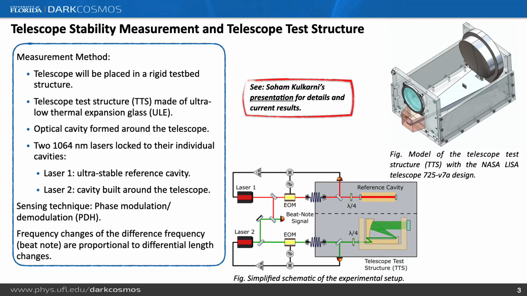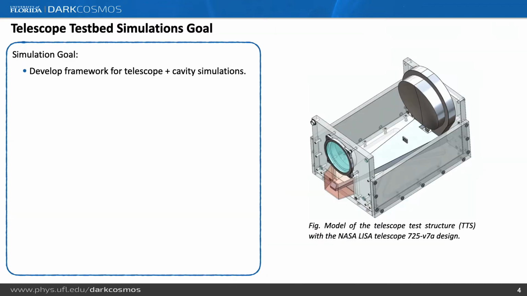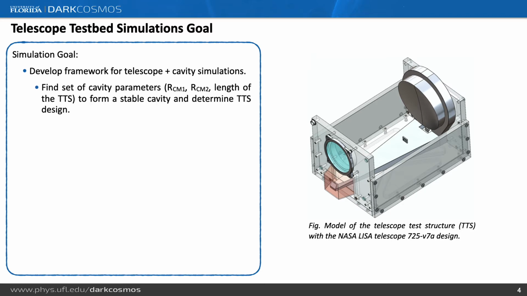The key part of this measurement method is to form a stable optical cavity around the telescope prototype and make sure that any noise contribution from the TTS itself stays below the LISA requirement. Here, the main goal is to develop a framework for simulations of the optical cavity with the LISA telescope, and we want to use this framework to find a set of optical cavity parameters like radius of curvature of the cavity mirrors, required clear aperture for the cavity mirrors, and TTS length to form a stable optical cavity around the telescope.